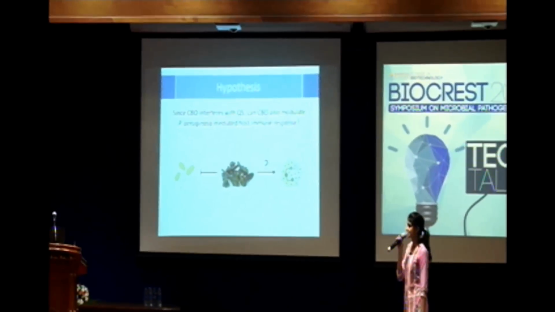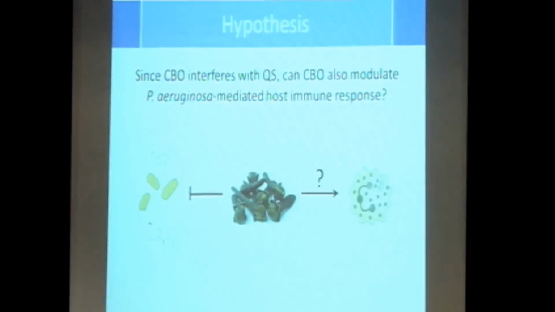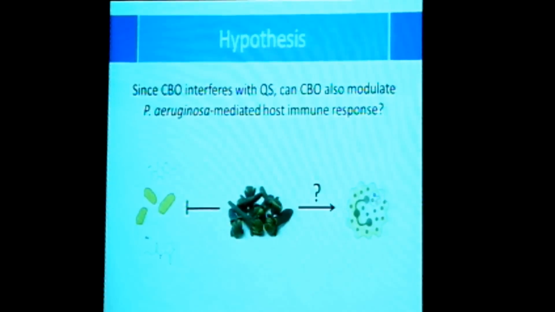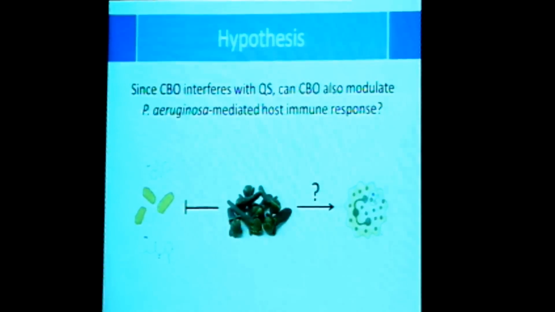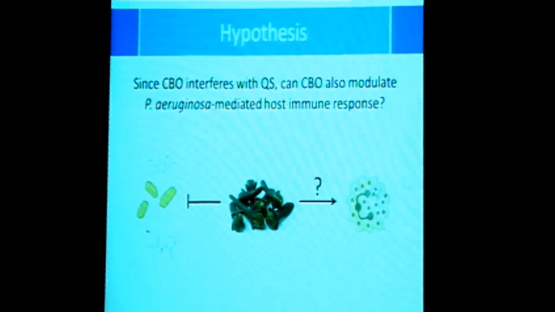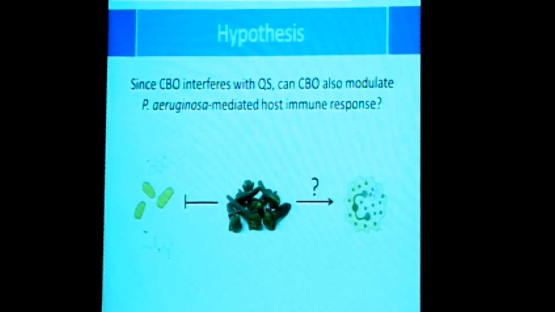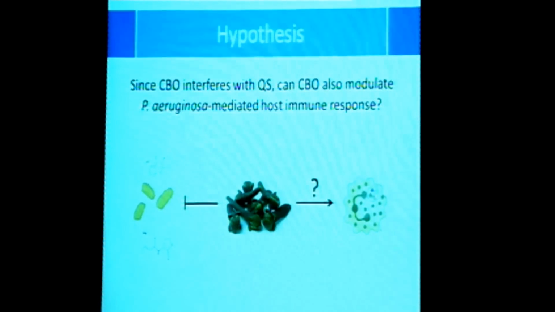So since we know that quorum sensing enhances Pseudomonas aeruginosa virulence, and it also is able to modulate the host immune response, and we also know that clove bud oil can inhibit bacterial virulence, it should be that clove bud oil also can modulate the P. aeruginosa mediated host immune response.